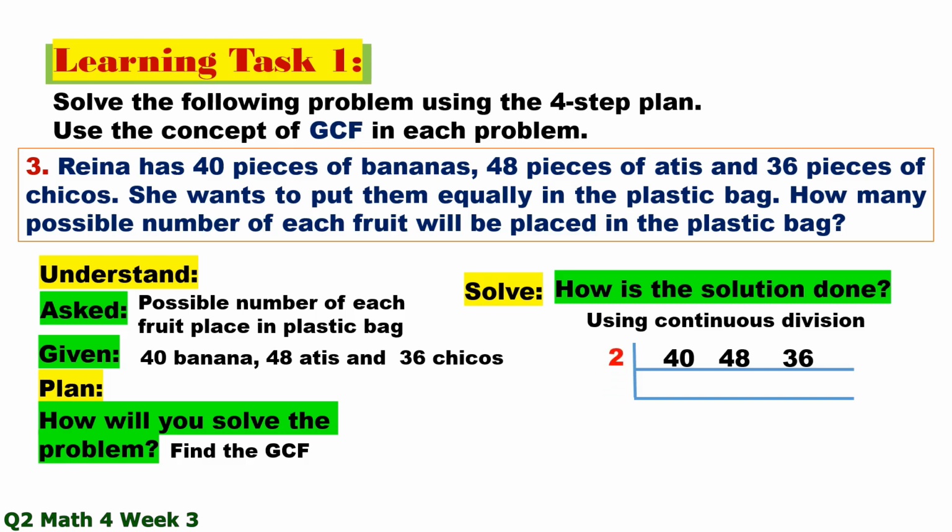Those numbers are divisible by 2. 40 divided by 2, 20. 48 divided by 2, 24. 36 divided by 2, 18. 20, 24, and 18 are divisible by 2.